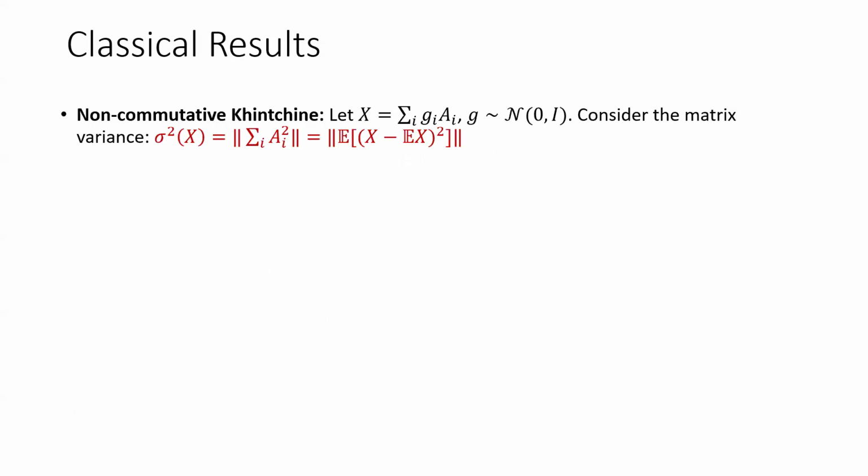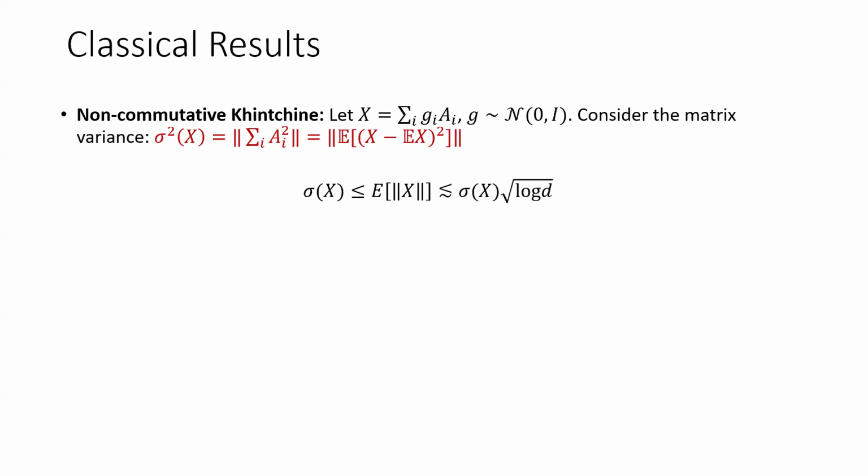And okay, so let me first give you some classical results. The non-commutative Khinchin inequality basically says that if your matrix is a Gaussian matrix, meaning that its entries are jointly Gaussian, then essentially we can bound the expected norm by this matrix variance parameter. So what is the matrix variance parameter? Well, the classical variance is the expectation of X minus E of X squared. In this case, the matrix variance is the norm, the maximum eigenvalue, of the matrix E of X minus E of X squared.